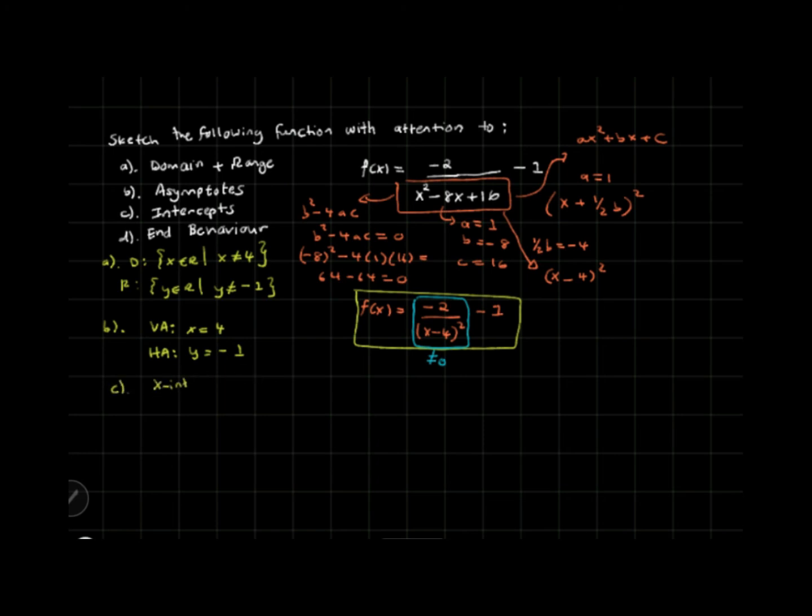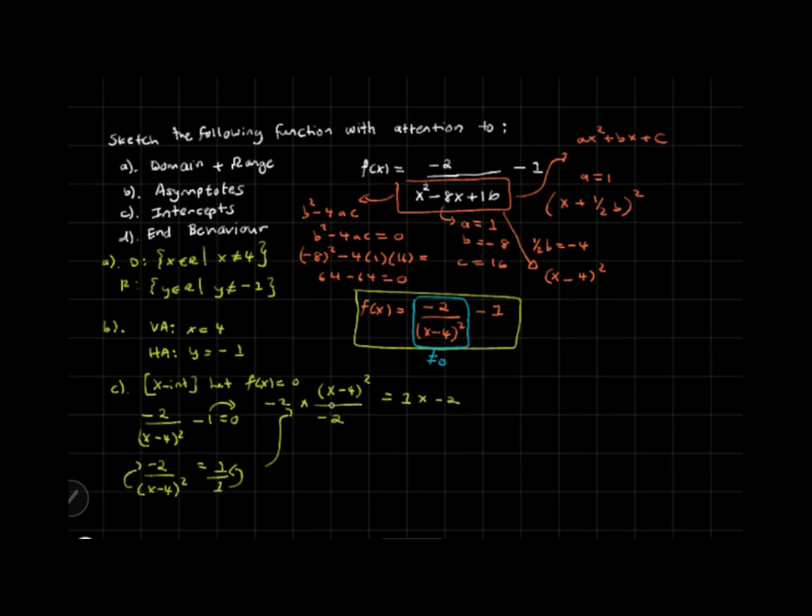Let me start with my x-intercept first. To find my x-intercept, I'm going to let y or f of x equal 0. If I let f of x equal 0, we get -2 over (x minus 4) squared minus 1 is equal to 0. I'm going to move the -1 to the other side. You get -2 over (x minus 4) squared is equal to 1. I'm going to take the reciprocal so I can solve for x. So you get (x minus 4) squared over -2 is equal to 1. I'm going to multiply this by -2. Whatever I do to one side, I'm going to do to the other side in order to solve for x. So you get (x minus 4) squared is equal to -2.